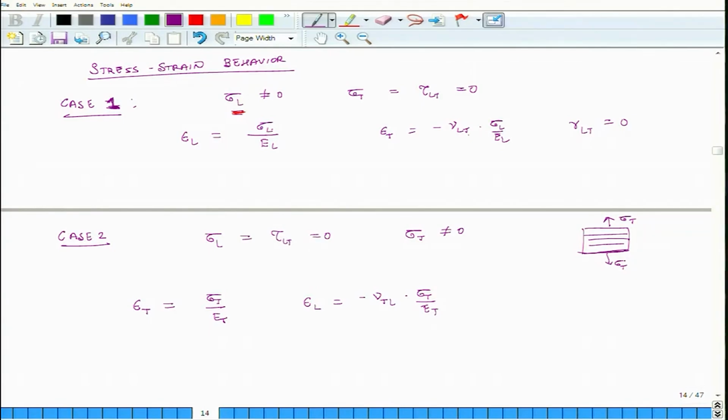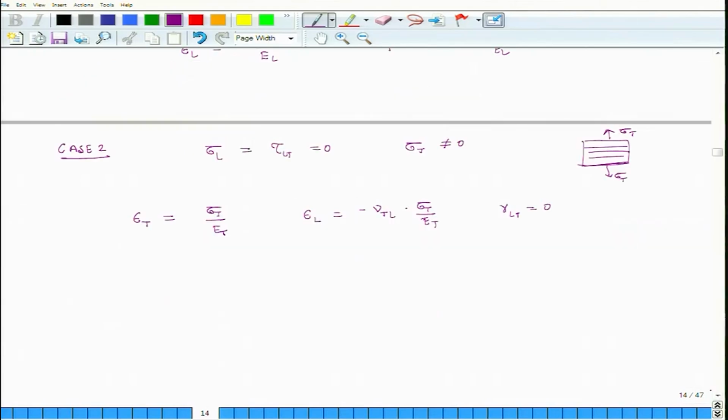Okay. So, here also the loading is aligned with the axis, here the load is aligned with the transverse axis, and so I am just applying a pure extensional strain, and because it is the case of special orthotropy, there will not be any shear strain gamma LT. So, gamma LT will be 0.